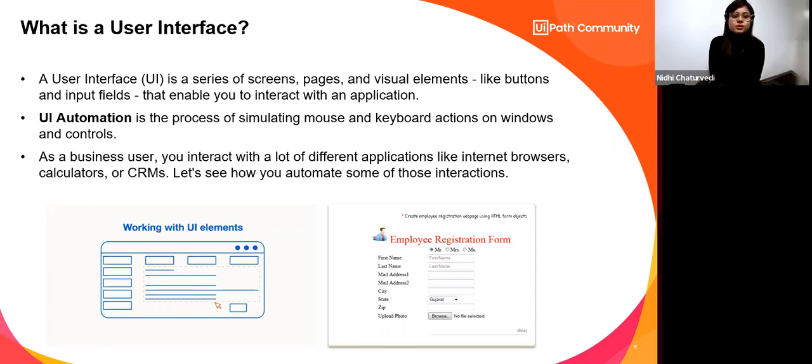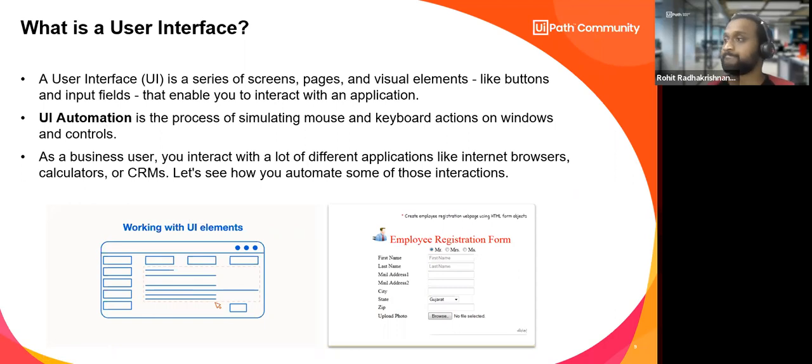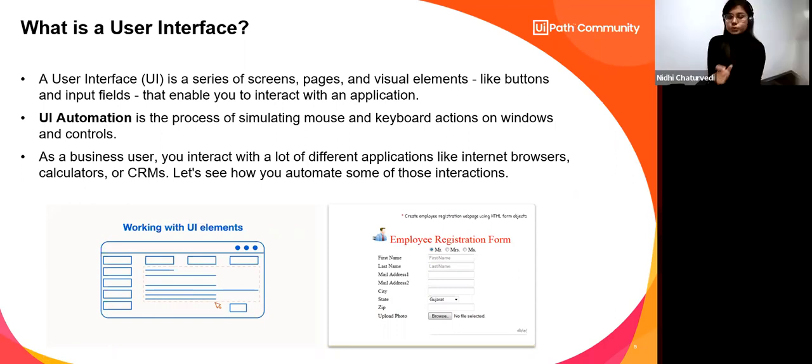Okay, so let's understand what a user interface is. What does the term user interface mean? As you can see, the definition is on the screen itself: a user interface, or UI, is a series of screens, pages, and visual elements like buttons and input fields that enable you to interact with an application. So it's very obvious that whatever you see on the screen that helps you interact with a particular application is what is called the user interface.